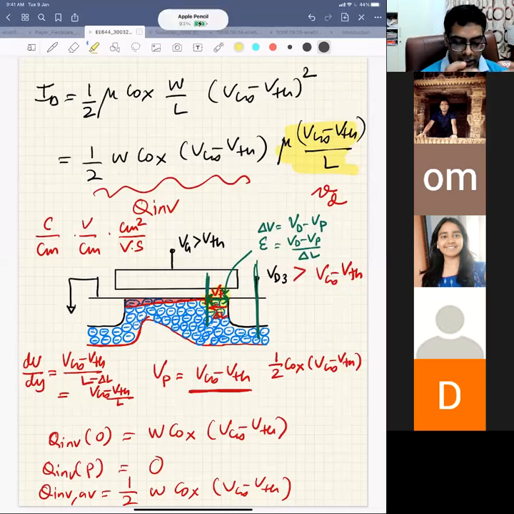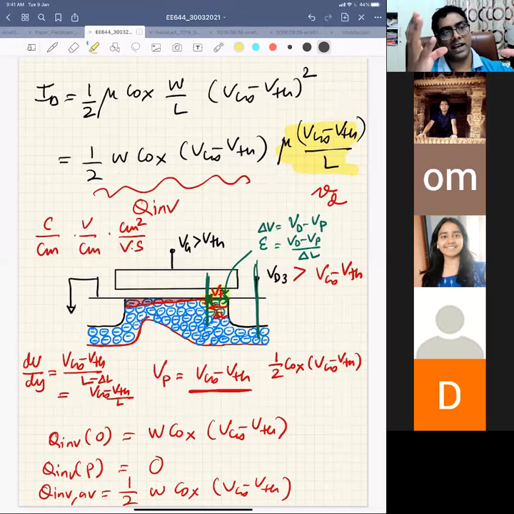The moment your charge becomes less, to maintain current continuity, where current is charge into velocity, if your charge is reducing, then at that point your velocity will be very high. That means your electric field is very high. If you plot the lateral electric field from source to drain side, it will increase from source to drain, and similarly your inversion charge will reduce from source to drain. So the product of charge and velocity is constant. Yes, sir.